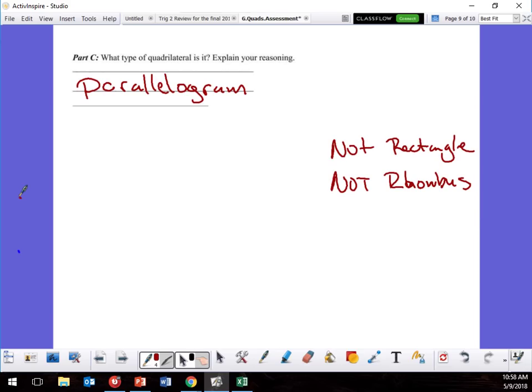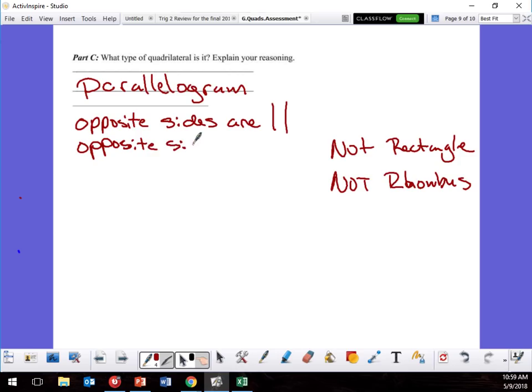So this one has to be a parallelogram because of all those things I stated. We had opposite sides are parallel, opposite sides are congruent.